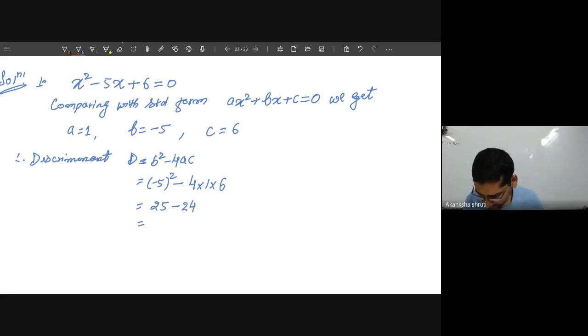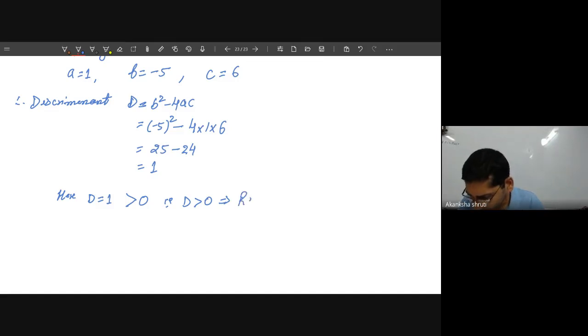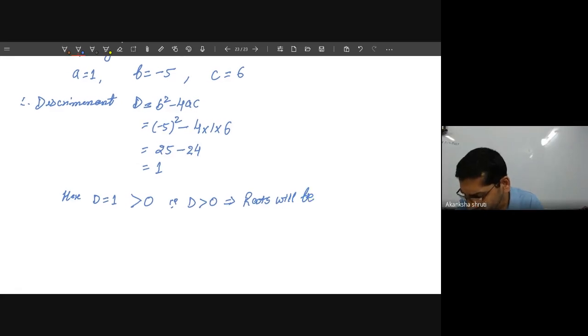Student, what is the value of D? It is 1. Now after calculating this D value, you have to check the condition. So what we have here, D value is 1, whether it is greater than 0, less than 0, or equal to 0. Student, it is greater than 0 because it is a positive number. So when D is greater than 0, this condition we have to write. Then how is the root? The roots will be real and distinct.